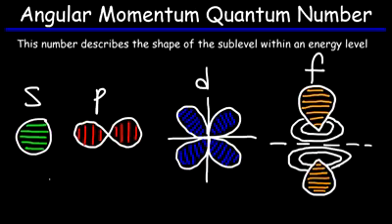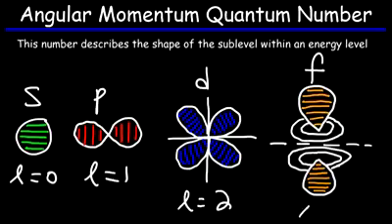Now what you need to know is that for the S sublevel, L is always 0. For P, L is 1. For D, the angular momentum quantum number is 2. And for F, L is always 3.